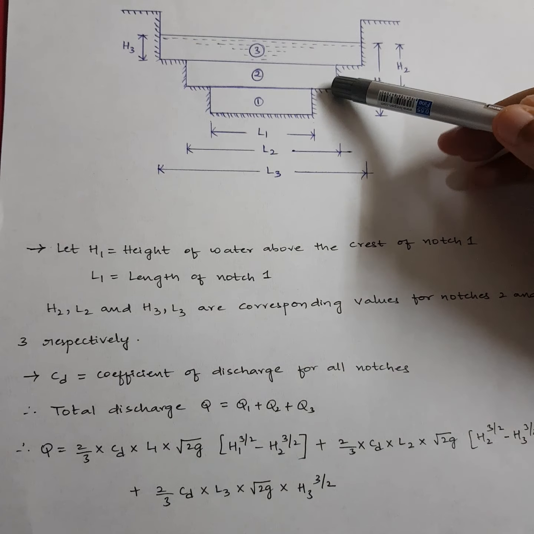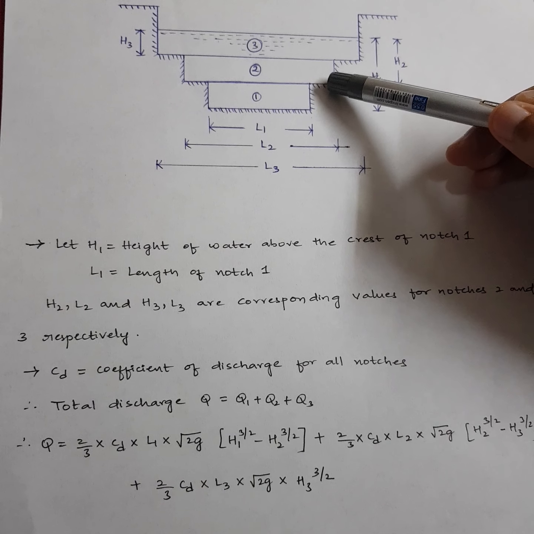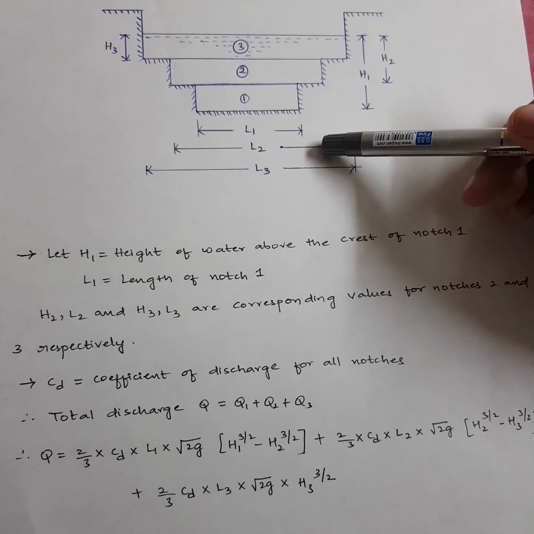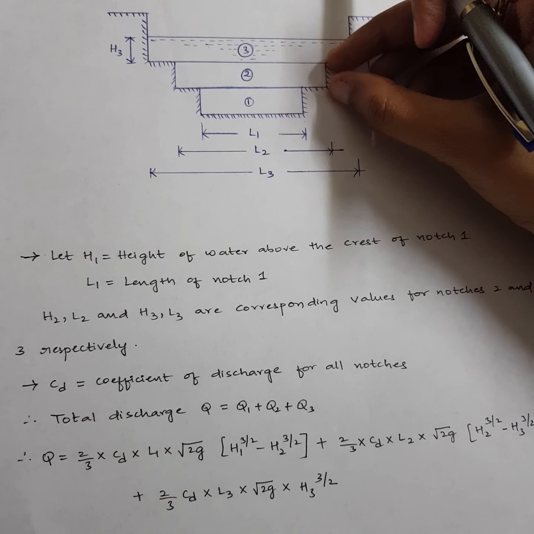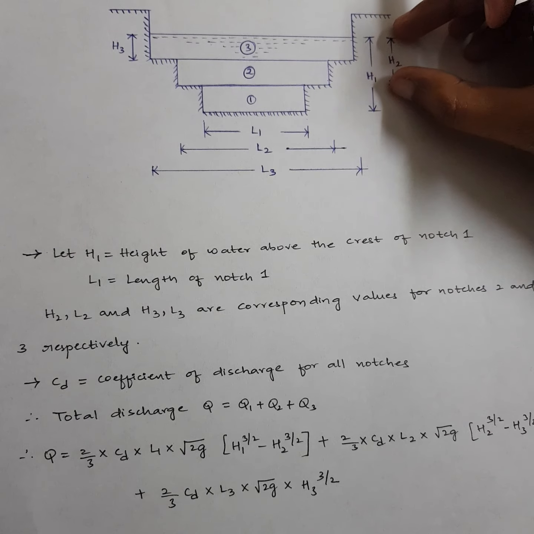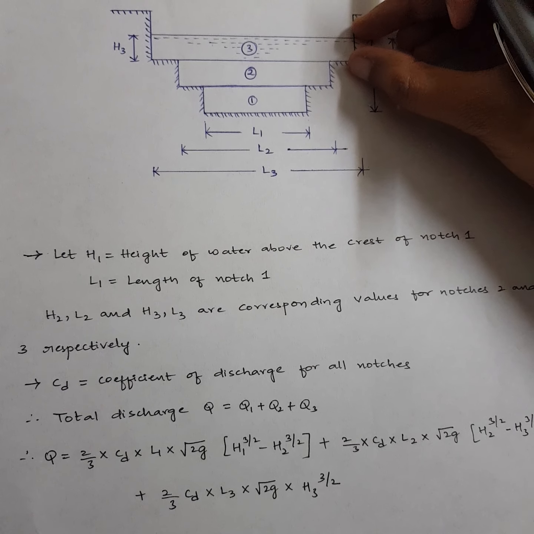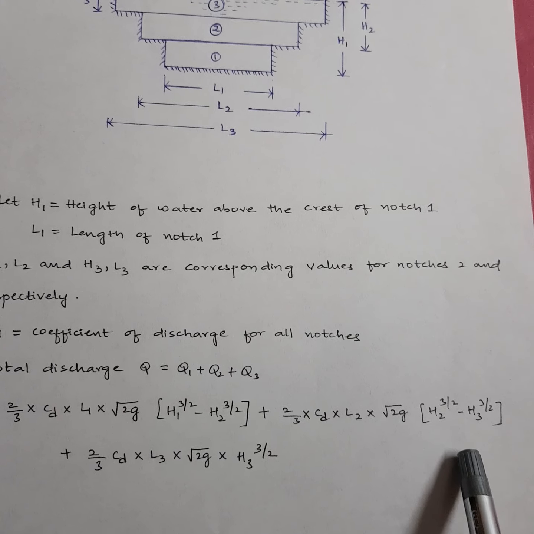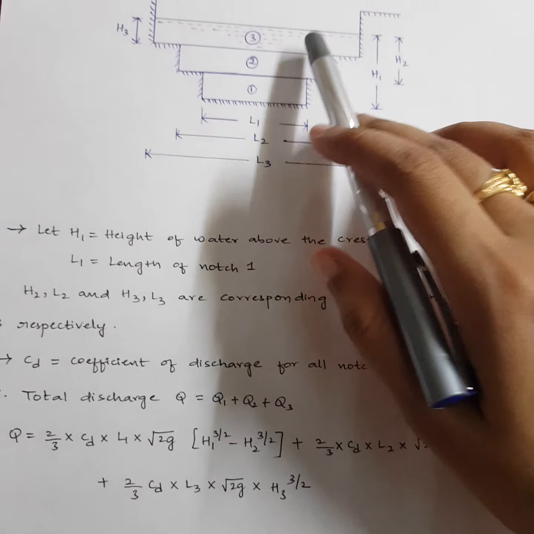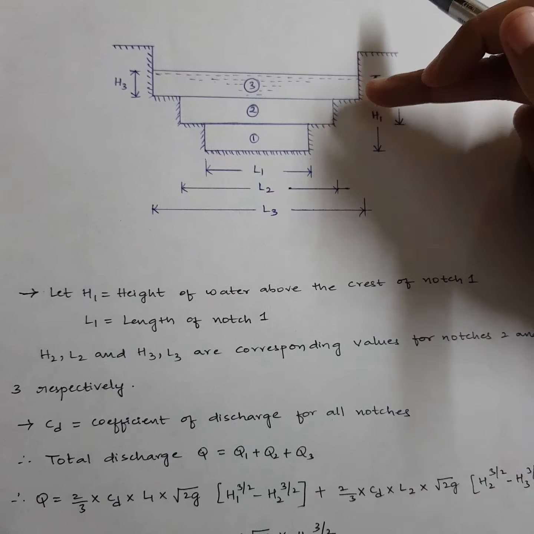Similarly, let's do the second rectangular portion. It will be 2 by 3 into CD into L2 into, I want only this much part of the height of water, so I have to write h2 power 3 by 2 minus h3 power 3 by 2. That's what I've written here. And next, coming to the third rectangular portion, it is 2 by 3 into CD into L3 into, obviously here we can directly take h3. Why? Because above this there is nothing, so it's directly h3 power 3 by 2.